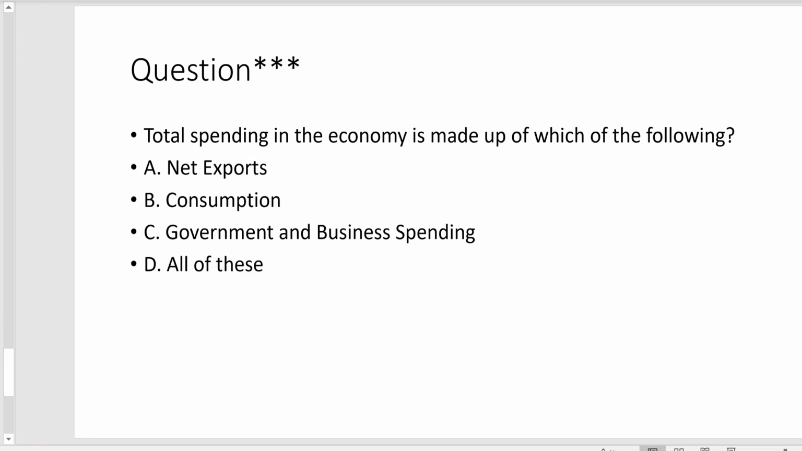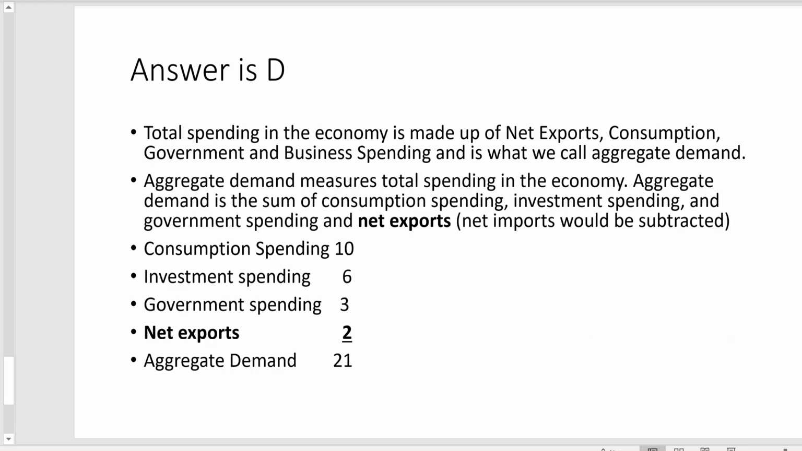Total spending in the economy is made up of which of the following? Net exports, yes. Consumption, government and business spending. All of these, letter D. Total spending in the economy is made up of net exports, consumption, government and business spending, and total spending in the economy is what we call aggregate demand.